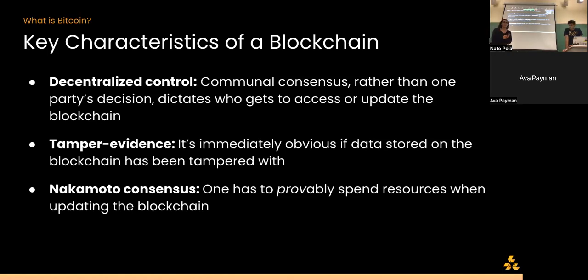And then the last is Nakamoto consensus, which means that one has to provably spend resources when updating the blockchain. This isn't a concept that we're going to get to today, but if you've ever heard of proof of work or proof of stake, this is what that's referring to. So proof of something consensus is also referred to as Nakamoto consensus, which is this idea that you have to provably spend resources.